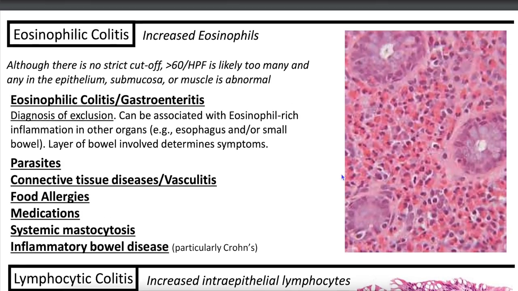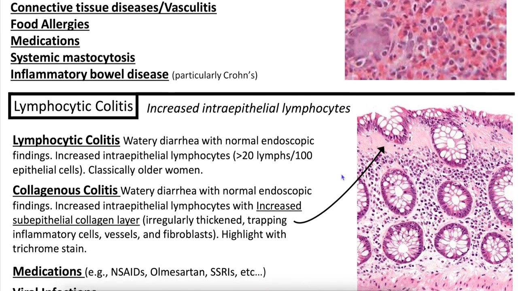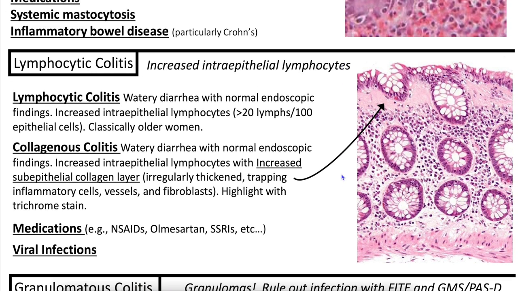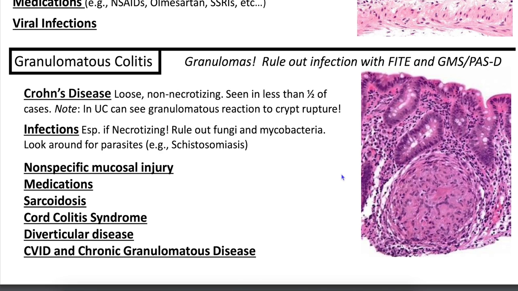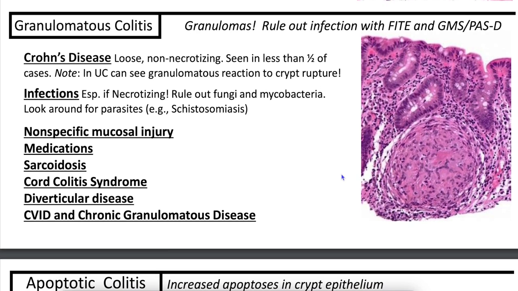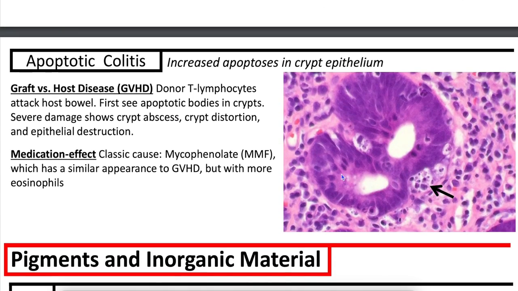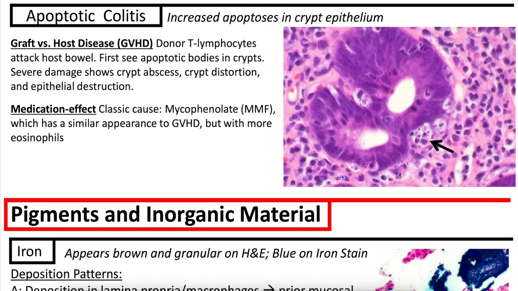Eosinophilic colitis, greater than 60 per high power field. Eosinophilic colitis, parasites, connective tissue disease, vasculitis, food allergies, medication, systemic mastocytosis, IBD. Lymphocytic colitis, increased intraepithelial lymphocytes. Lymphocytic colitis, collagenous colitis, MEDs, viral infection. Granulomatous colitis, Crohn's, infection, nonspecific mucosal injury, MEDs, sarcoidosis, cord colitis syndrome, diverticular disease, CVID, chronic granulomatous disease. Apoptotic colitis, graft-versus-host disease, medication effect, especially mycophenolate.